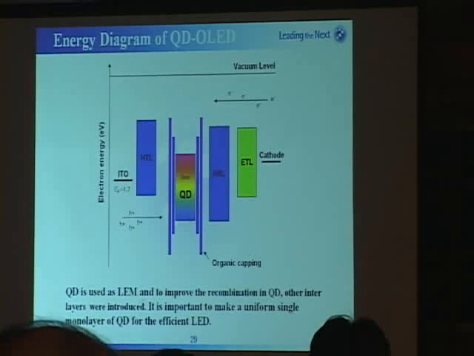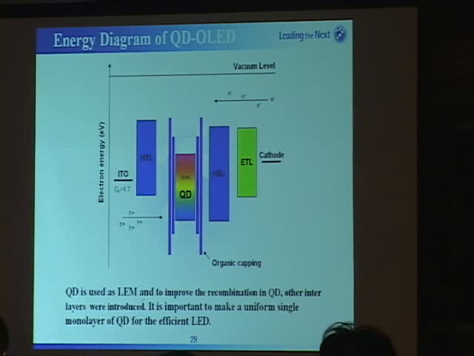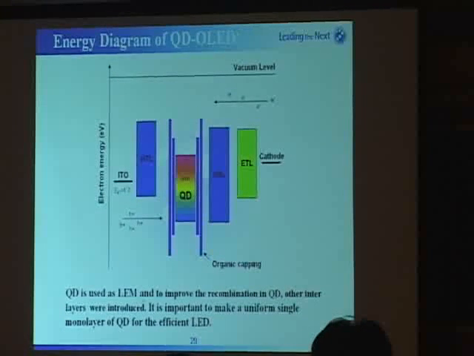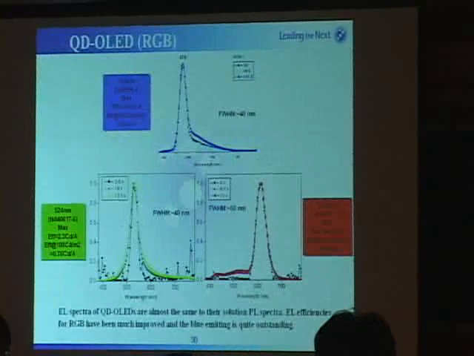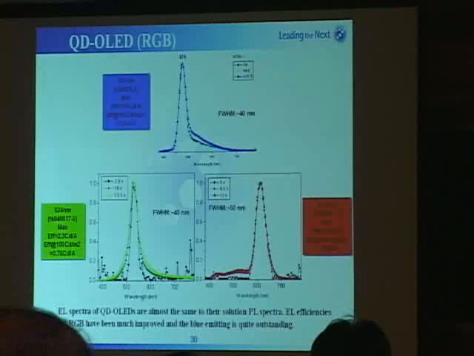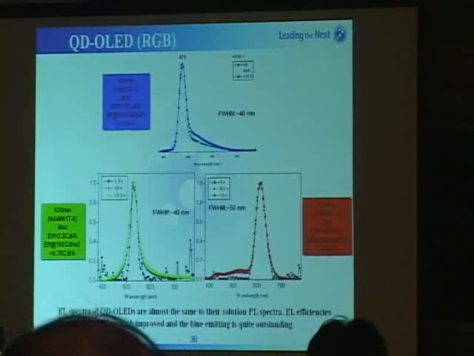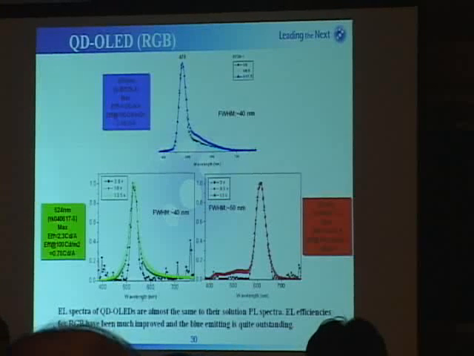Here it is important to make a uniform single monolayer of the conductor to enhance the efficiency, because the conductor is a good light emitting material, but it is not a good transporting material. For the conductor to be employed in the OLED device, we evaluate the EL spectra, efficiency, brightness, and current density for the RGB conductor OLED.